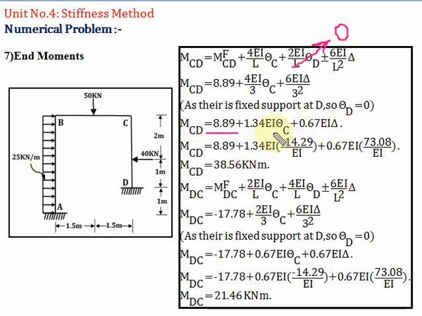Okay. Now putting the value of theta C and delta and simplifying this equation, we get the moment in member CD as 38.56 kilonewton meter.